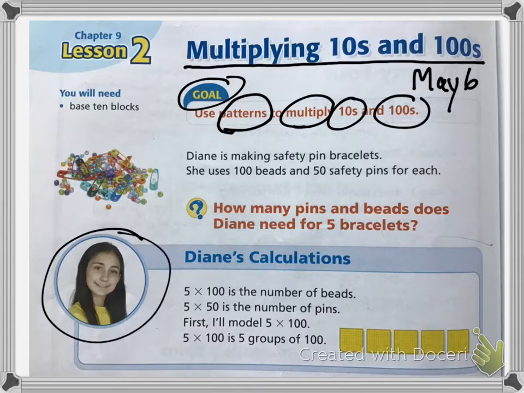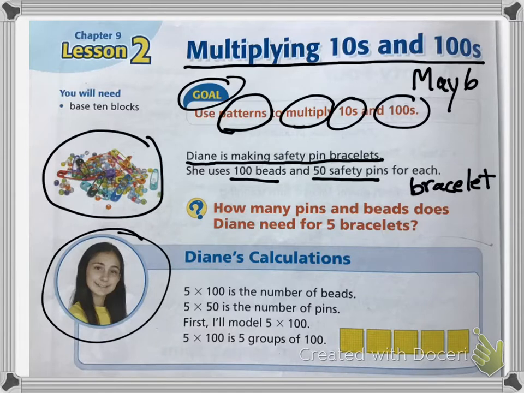So here's Diane. Diane is making safety pin bracelets. Even though you don't know what that is, that's okay. We'll figure it out in a minute. She uses 100 beads and 50 safety pins for each. So that's for each bracelet, okay? So there's a little picture there, 100 beads and 50 safety pins. There's not really the whole amount there, but those are the things that she is using.